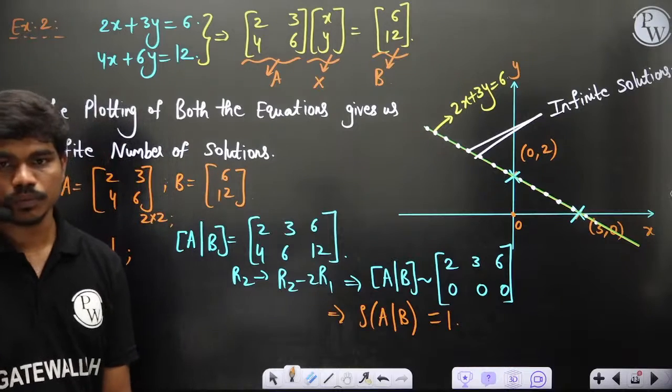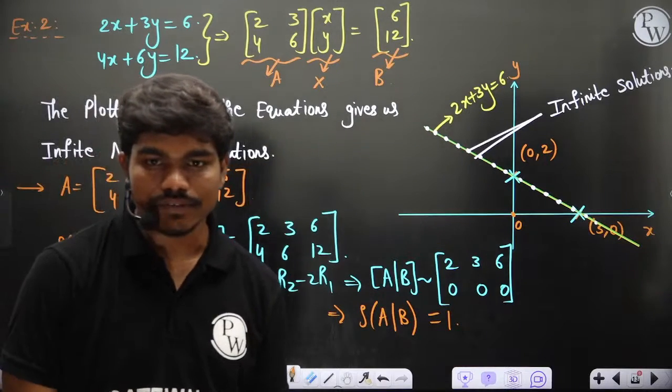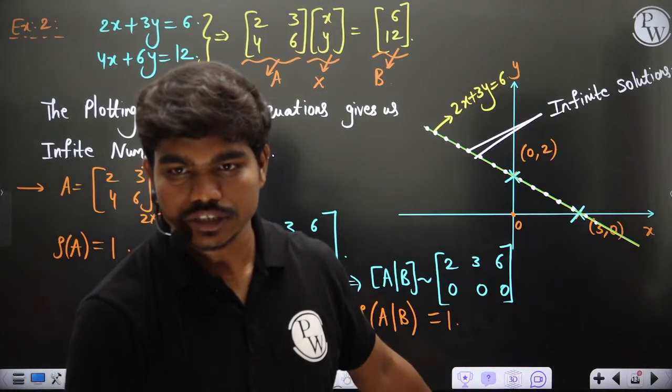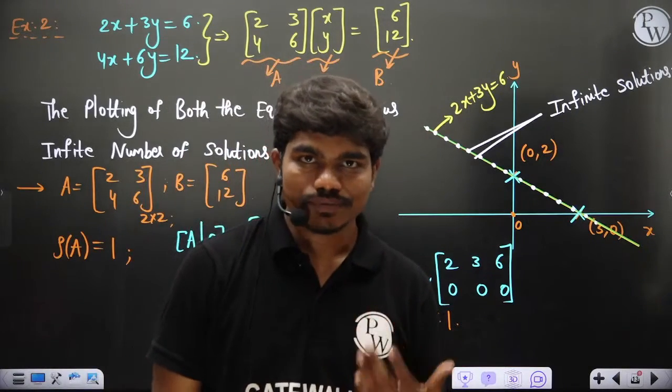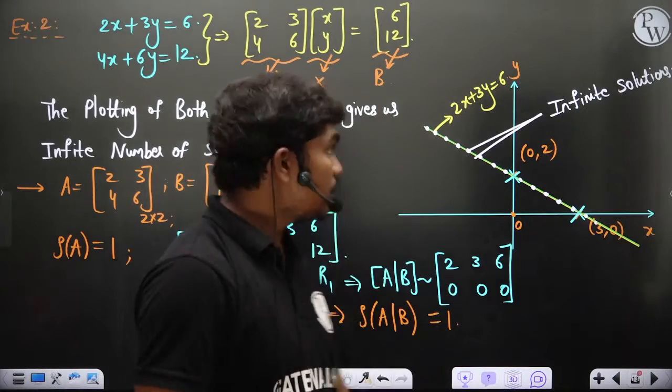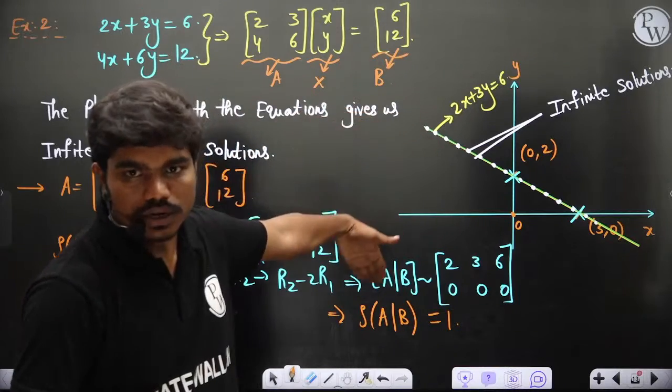Correct? Yes or no? So can we generalize that for infinite solutions the rows will always be proportional and vice versa? See, when rows are proportional, it depends on this constant. We will see that next.